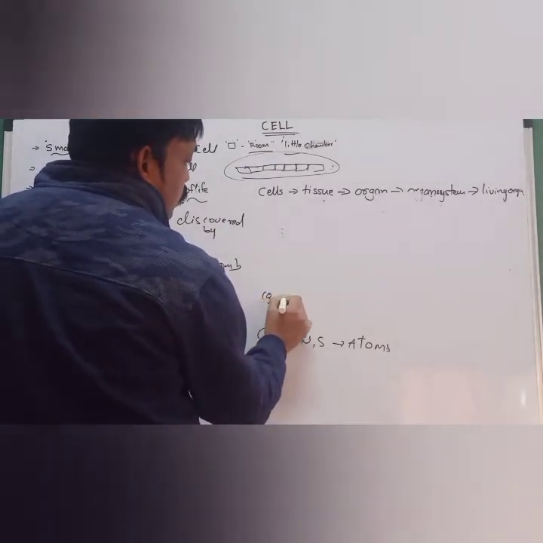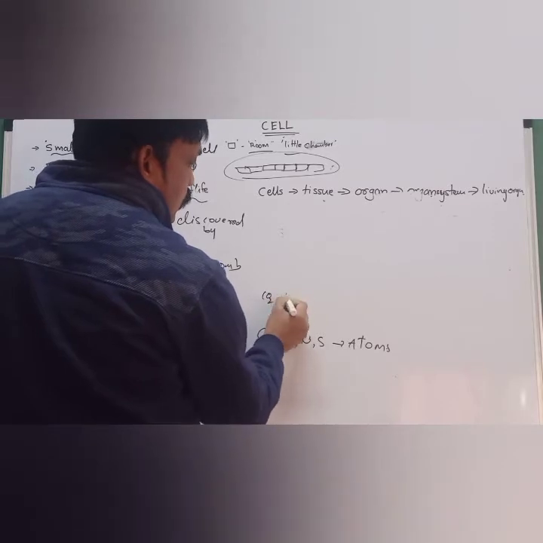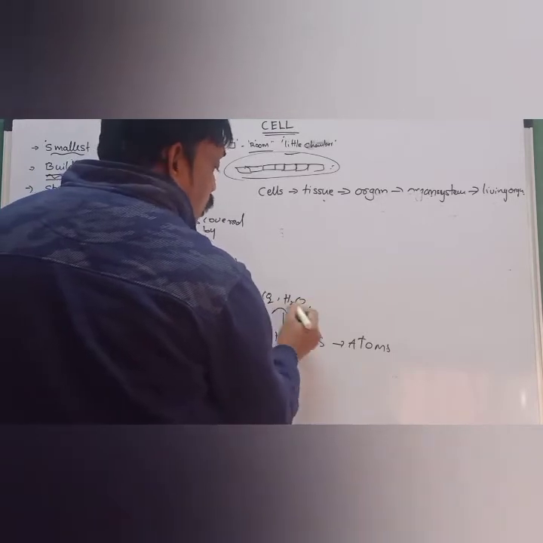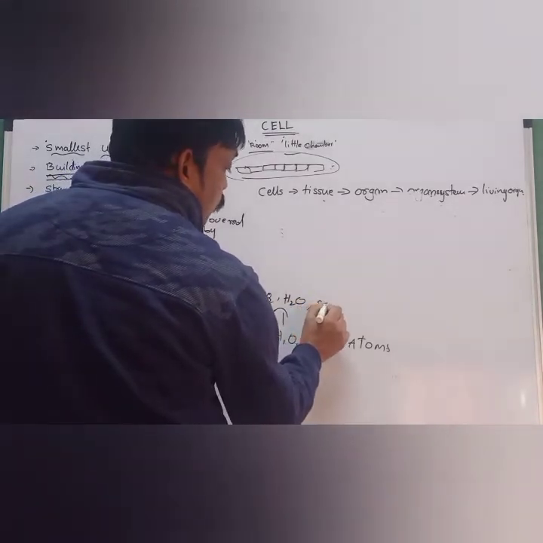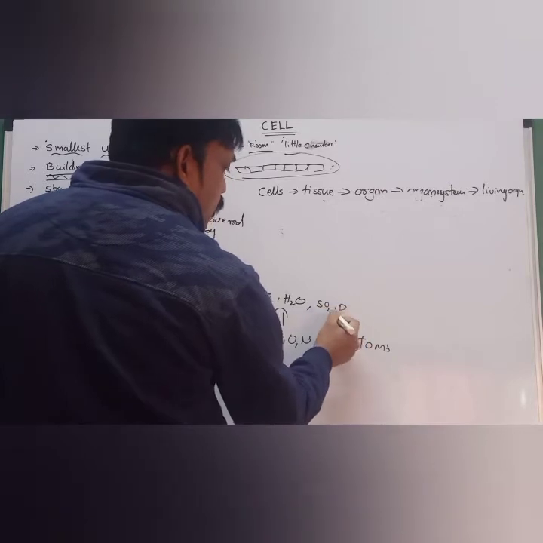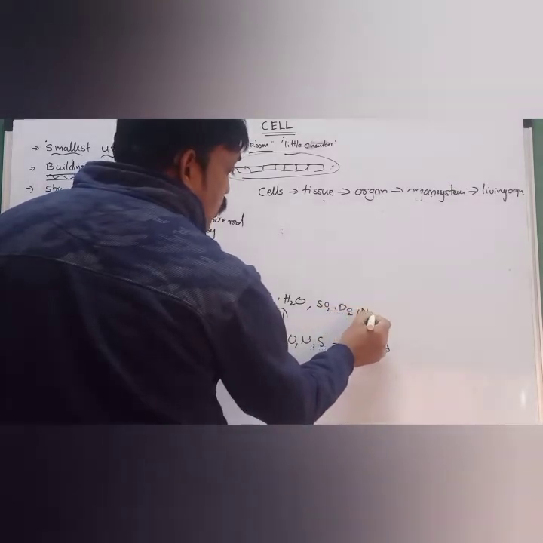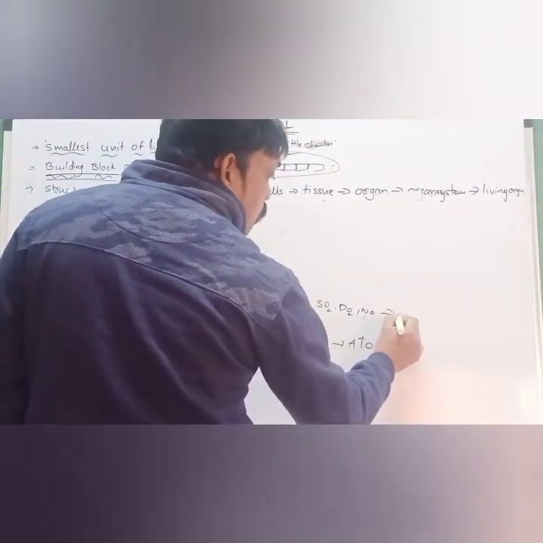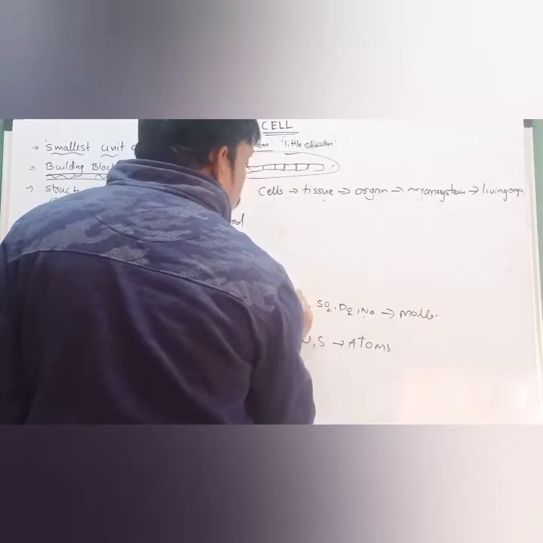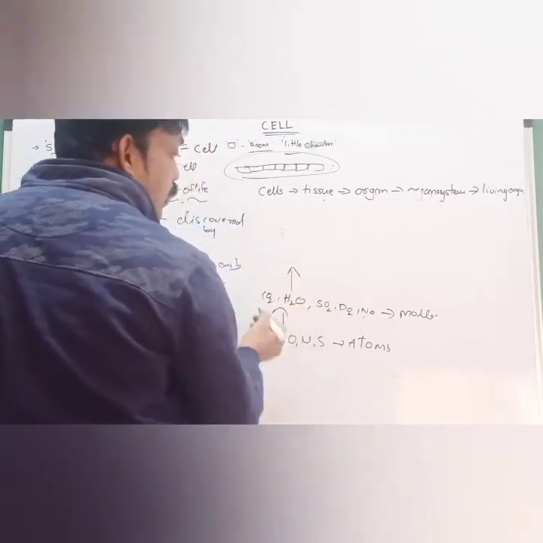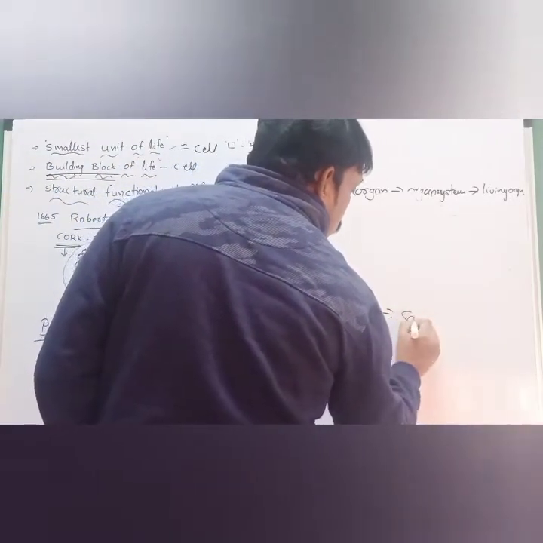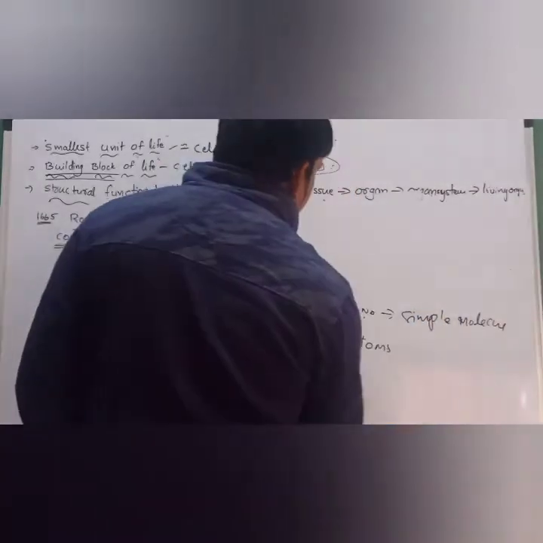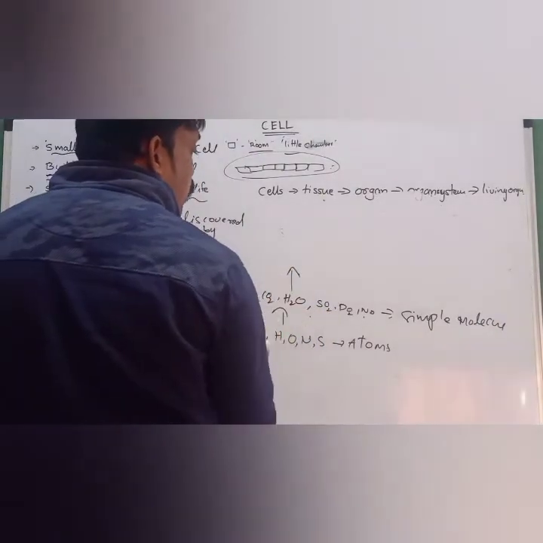Some molecules. You know what a molecule is? Atoms combine and form molecules. Okay, carbon dioxide, water, and sulfur, phosphorus, whatever is there, phosphorus oxides, nitrogen oxides. That means atoms, molecules. These molecules combine and form complex molecules. Simple molecules, and simple molecules combine to form complex ones.